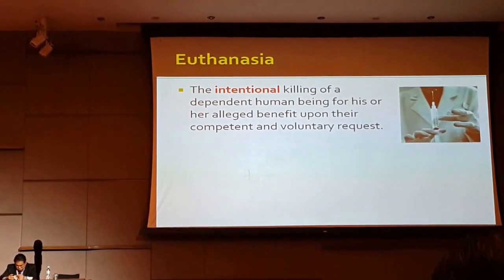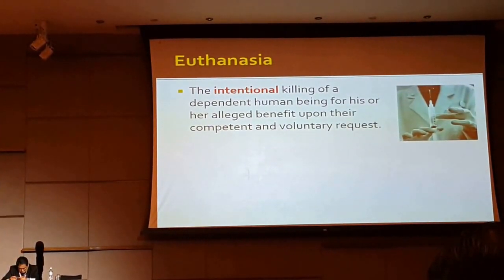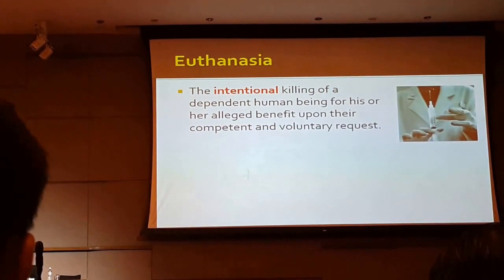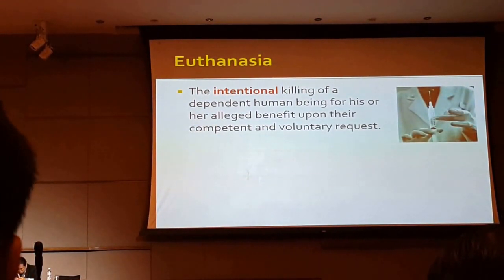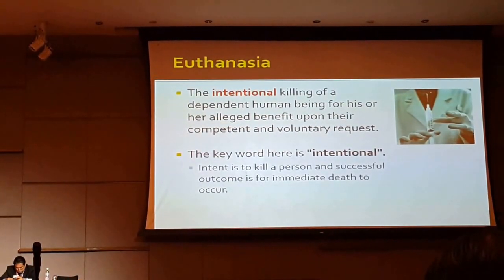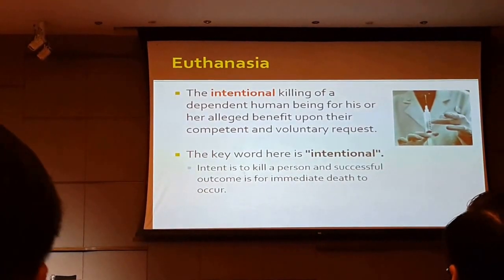Euthanasia, on the other hand, is defined as the intentional killing of a dependent human being for his or her alleged benefit upon their competent and voluntary request. Now the key word here is intentional, and the intent is to kill a person, and the successful outcome of euthanasia is for immediate death to occur.